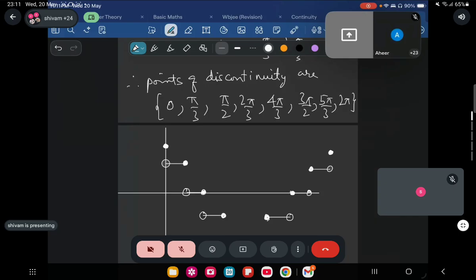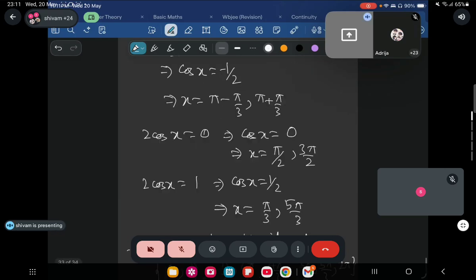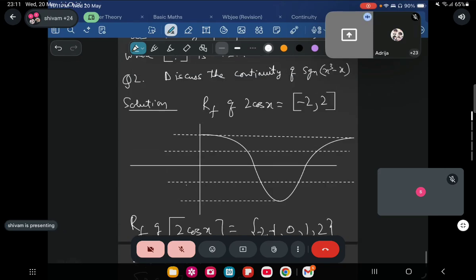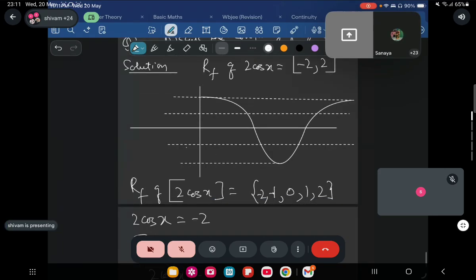Upper two dots are 2. Exactly at x equal to 0 and 2 pi, it will return 2. After that, it starts decreasing. Right, Adrija? Yes, sir. Shania, is it clear? Shashwato, is it clear? Yes, sir.